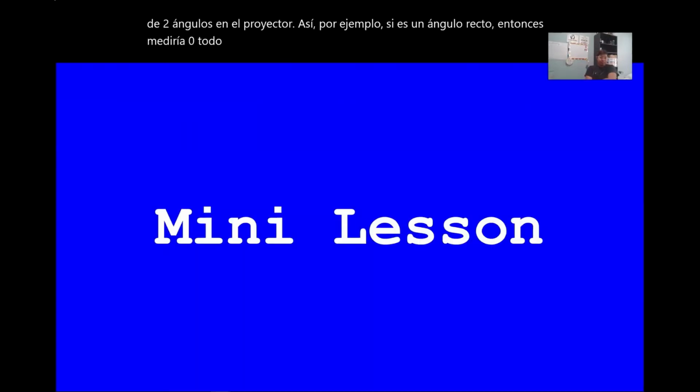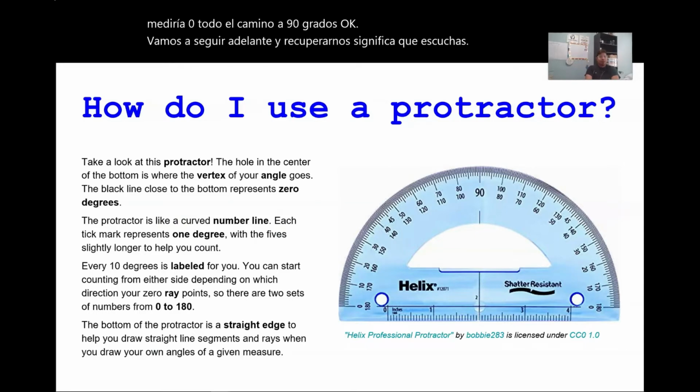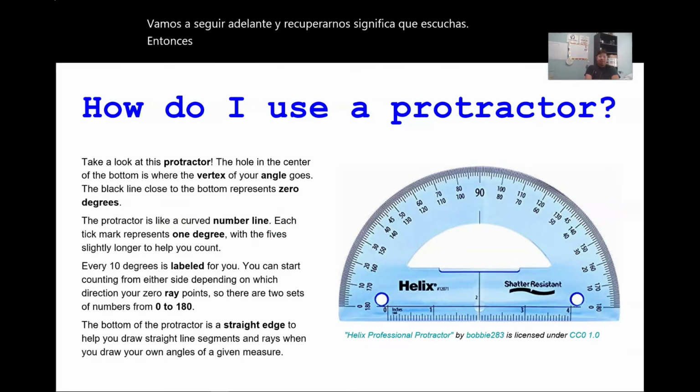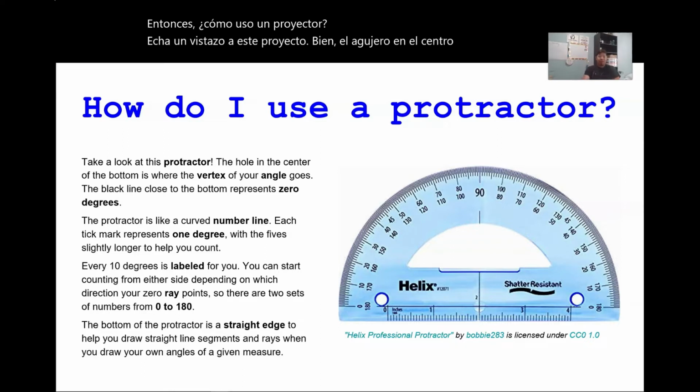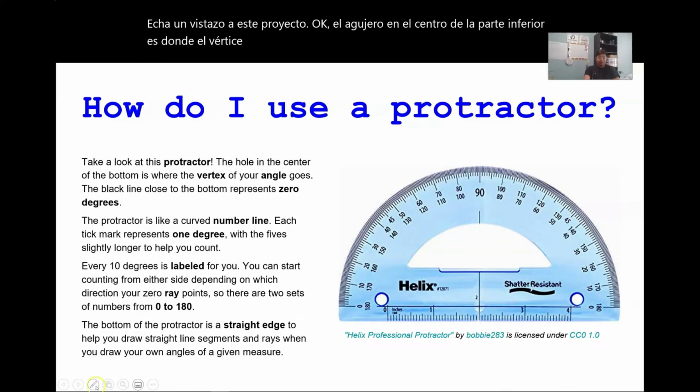Let's go ahead and look at our mini lesson. So how do I use a protractor? Take a look at this protractor. The hole in the center of the bottom is where the vertex of your angle goes. So right here.